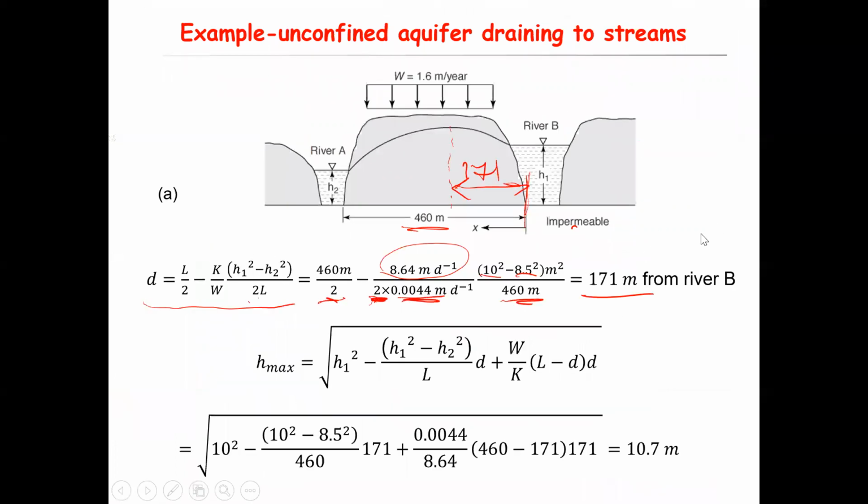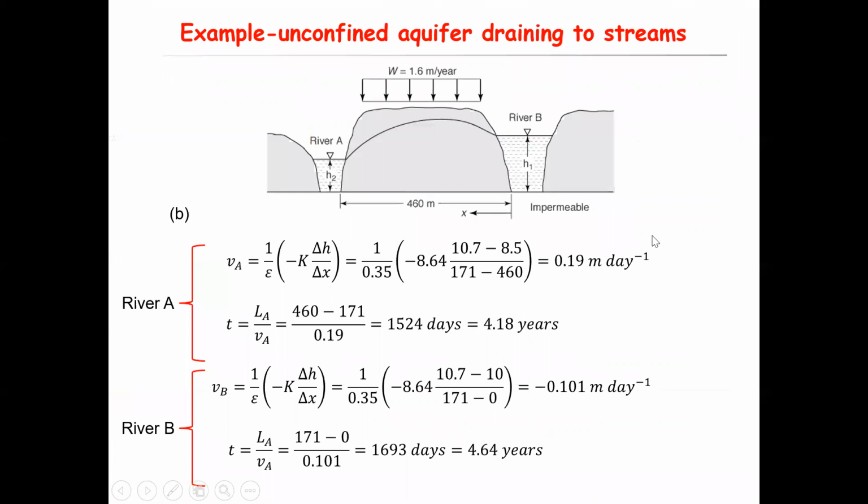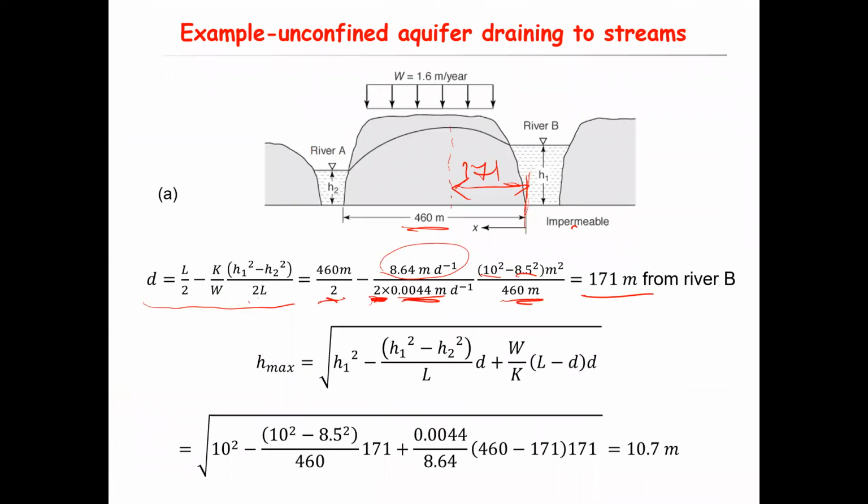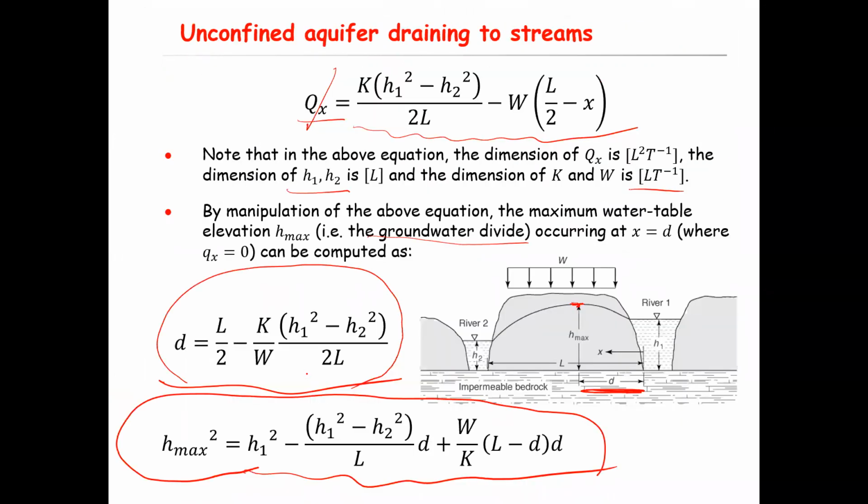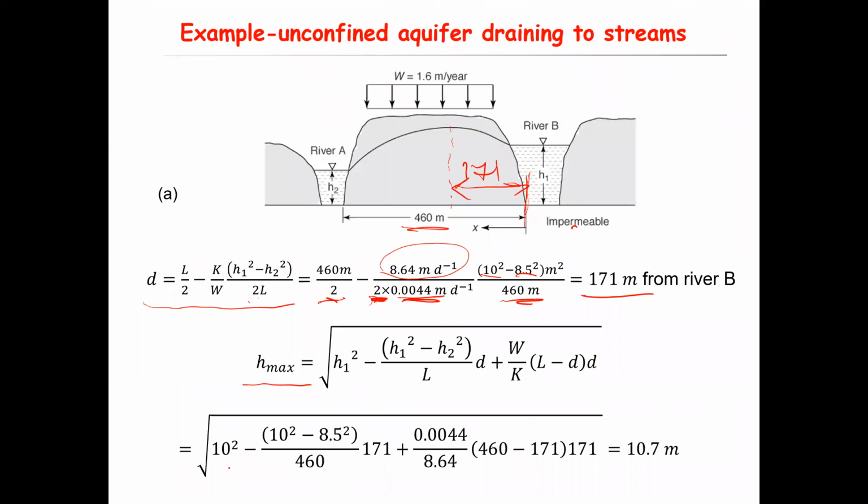So we calculated the location of the H max. Now the other part of section A was what's the maximum elevation of the water table. Again, we have an equation for that, as you can see here. This is the equation, so therefore H max will be the square root of this side of the equation. And that's literally what we're doing here.